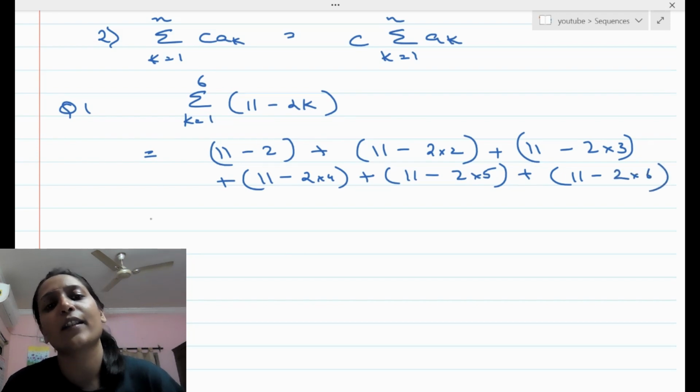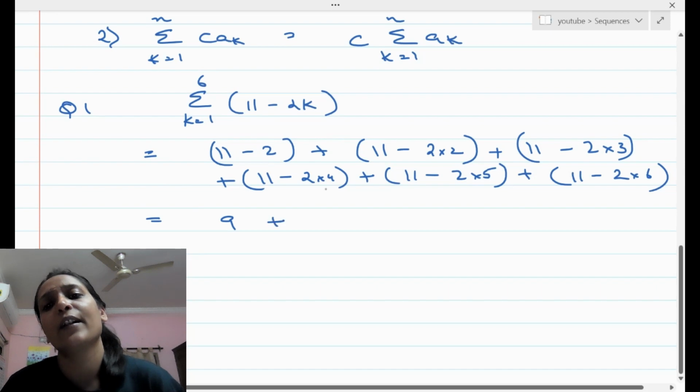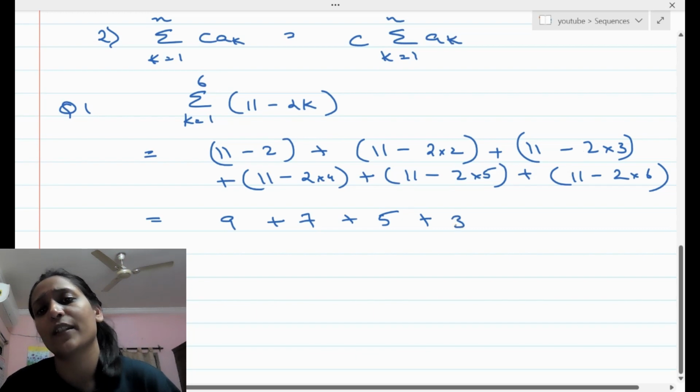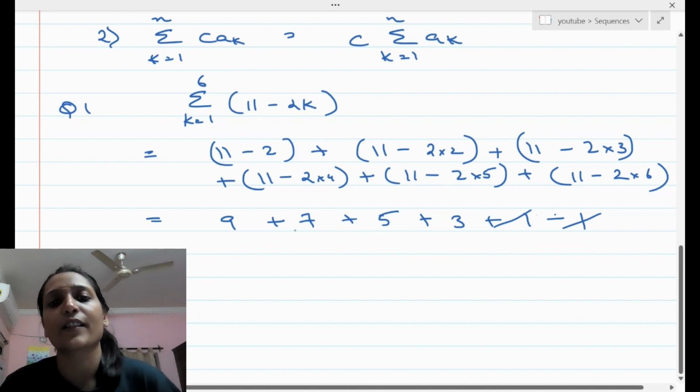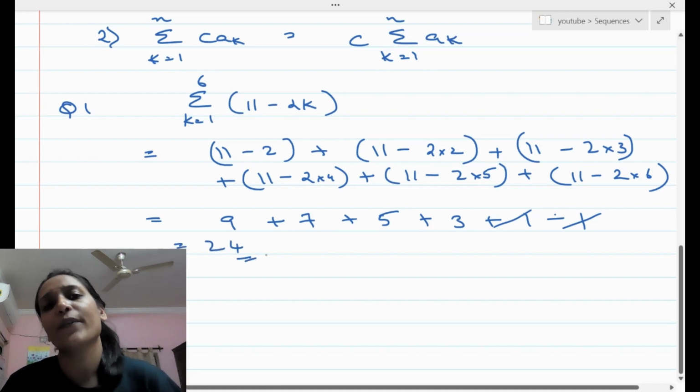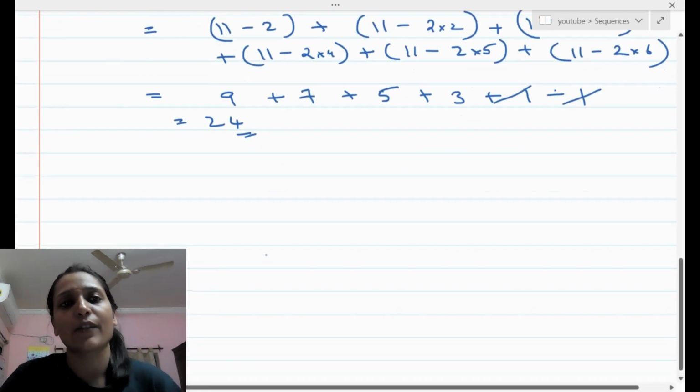Now I'll just simplify these. So 11 minus 2 is 9, plus 11 minus 4 is 7. Then we have 11 minus 6, which would be 5. 11 minus 8 would be 3. 11 minus 10 would be 1. And finally, 11 minus 12 would be negative 1. And then I can simplify the series. Negative 1 and 1 get cancelled. 9 and 7 would be 16, and 5 plus 3 would be 8, giving 24. So this would be the solution to this sigma notation.